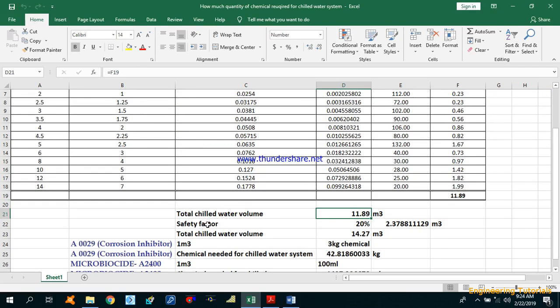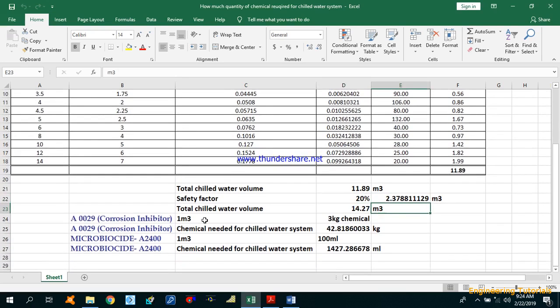So now we are going to use some safety factor, that is 20%. So we need to get the 20% of 11.89. So that is 2.37 cubic meter. The total chilled water volume now becomes simply 11.89 plus 2.37. So it is 14.27 cubic meter.